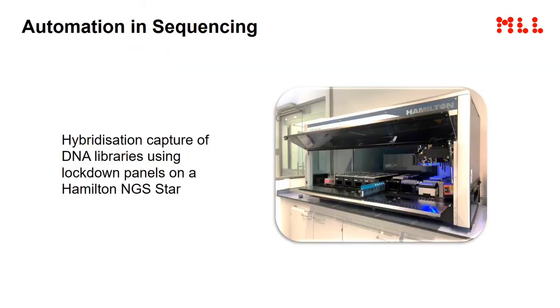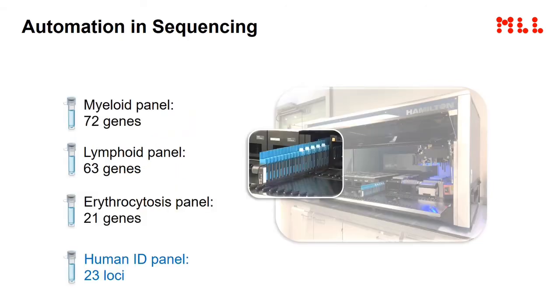Now this is how we go for library preparation. We use several libraries for myeloid panels with 72 genes, lymphatic panel, and erythrocytosis panel as well, and we pipette into every respective sample a so-called human ID panel with 23 loci spanning the genomes with an incidence of 1 to 80,000 in humans to control the respective case when it is sent for the next time for any problem in pre-analytic procedure and, for example, also after allogeneic transplant.